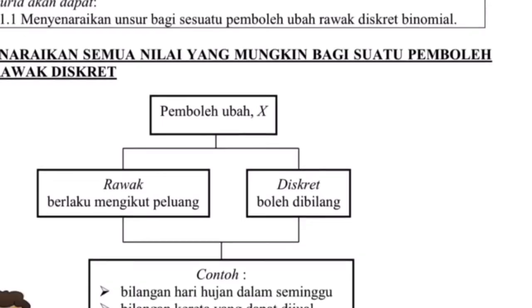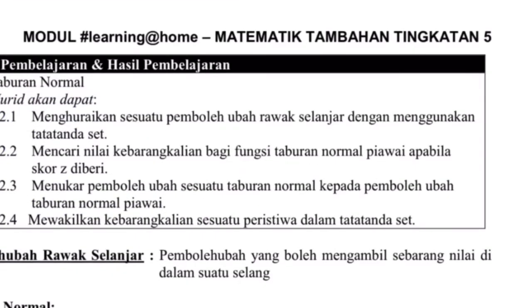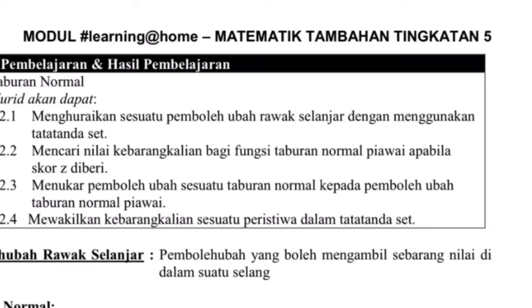For normal distribution, we will learn how to describe the continuous random variable using set notation. We also must know how to find the probability for the normal distribution when the z-score is given. And you must also know how to convert x to z. The x is the normal distribution variable, and the z-score is the standard normal distribution variable.